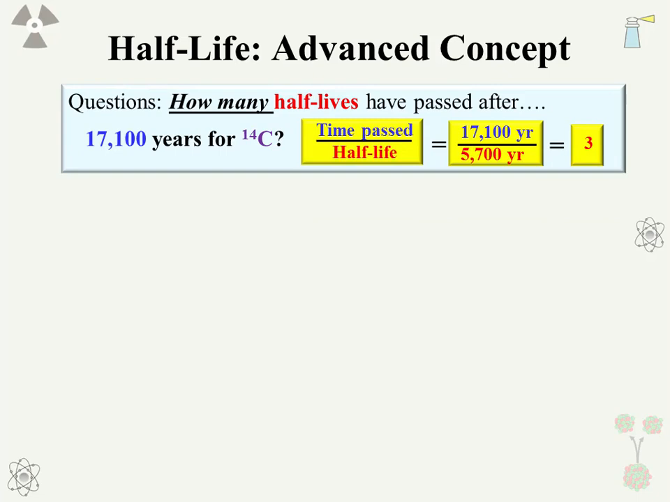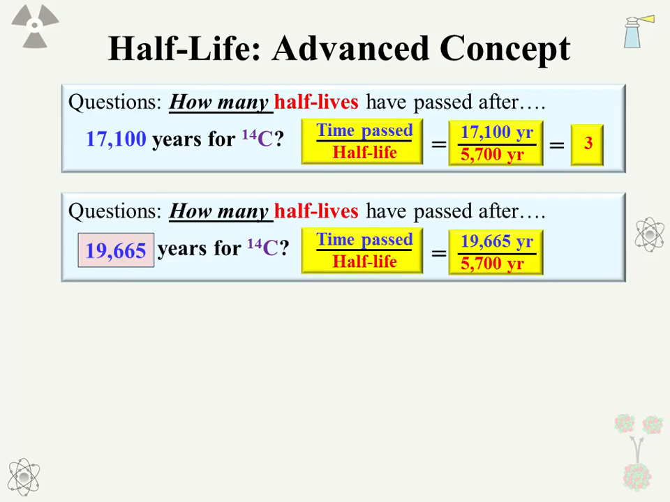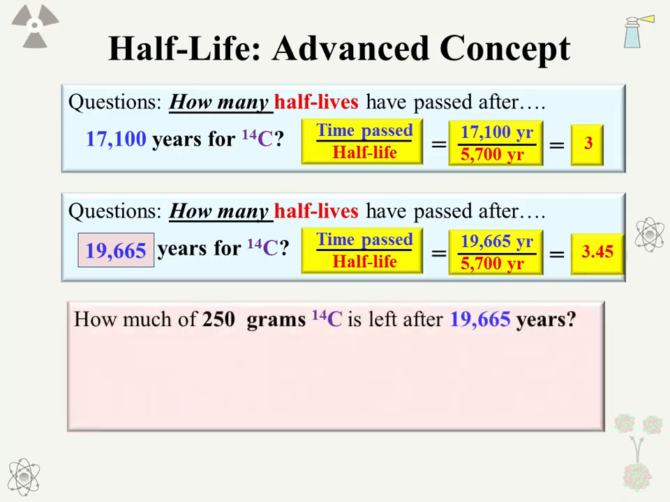Earlier we calculated 3 half-lives passing for carbon-14 in 17,100 years. What if the time passed is 19,665 years? With carbon having a half-life of 5,700 years, time passed divided by half-life will be a decimal, 3.45. The math is straightforward, but what if the time passed is put into a question that uses how many half-lives have passed?